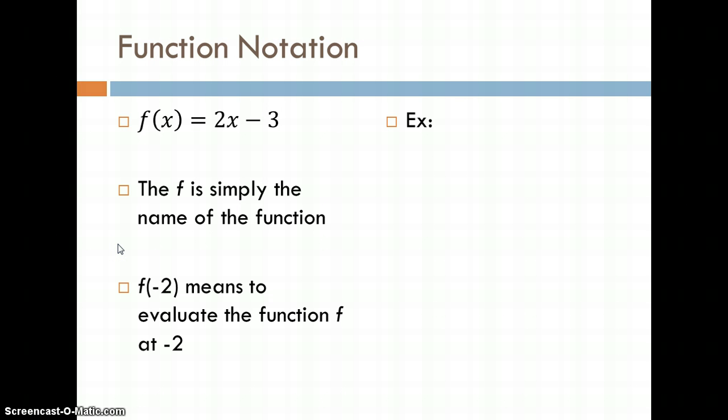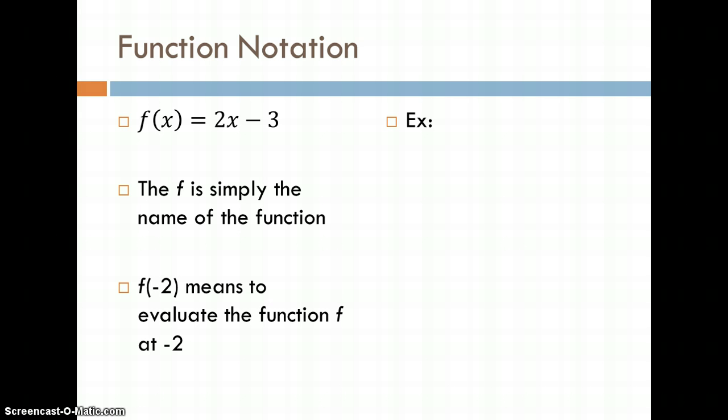Function notation is where we see f of x equals 2x minus 3. That f right there signifies function notation for us. So we have f of x equals 2x minus 3. As it says here, the f is simply the name of the function. F of negative 2 means to evaluate the function at negative 2.